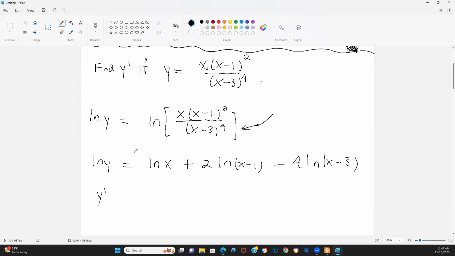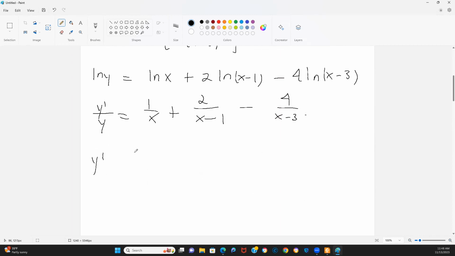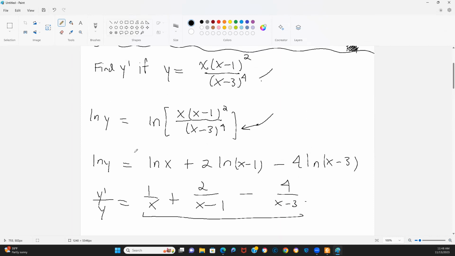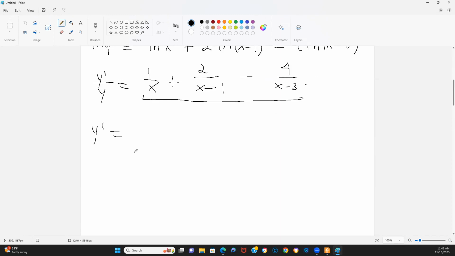So we get y prime over y is equal to 1 over x plus 2 over x minus 1 minus 4 over x minus 3. And then you get y prime is equal to y times this whole thing. But remember, I'll just plug in the original function of y. So this is y right here. So plug that in.